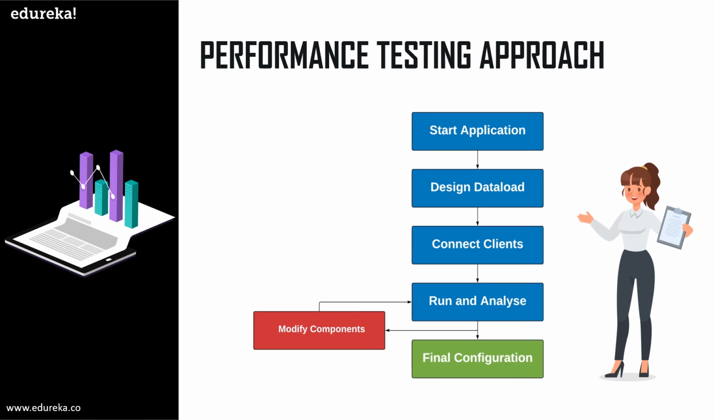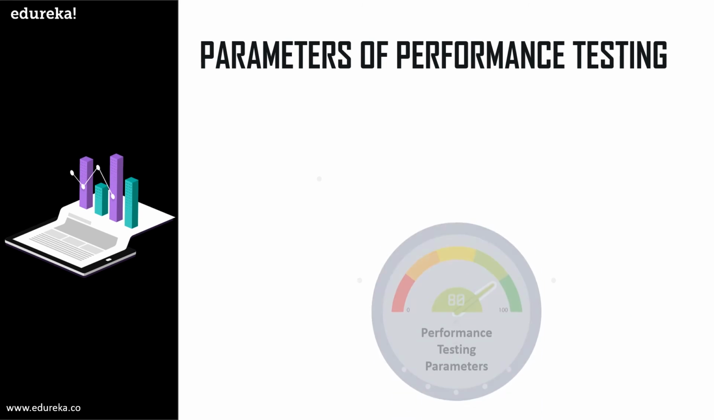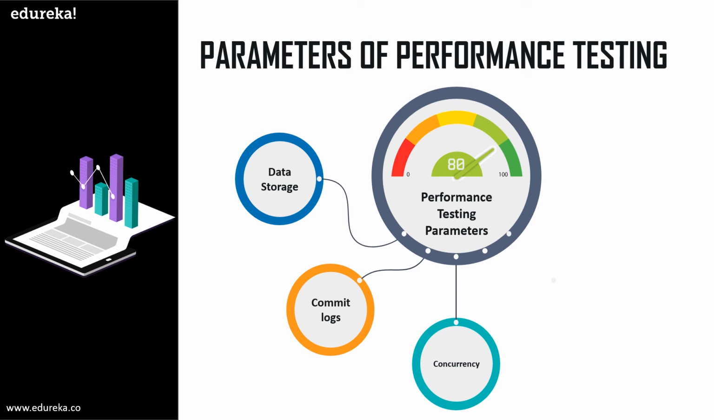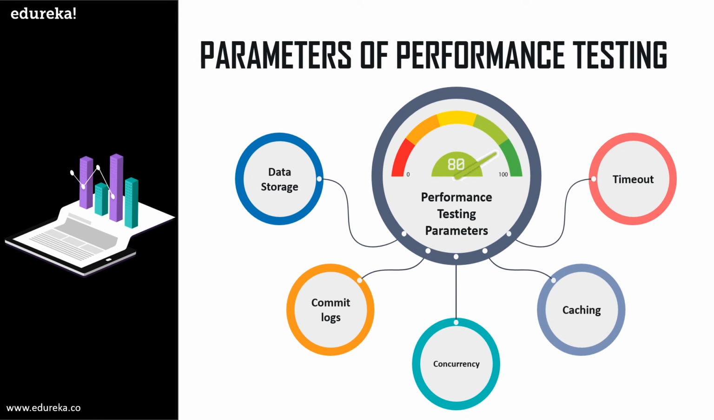Now, followed by this, we shall understand the parameters involved in performance testing. So the parameters involved in performance testing are data storage. Data storage takes note of the orientation in which the data gets stored in the system. Followed by that, we have commit logs, which marks the limits for committing logs. Followed by that, we have the concurrency, which checks the number of threads allocated for the read and write process. And next to the concurrency, we have caching. Caching includes dedicated row cache and key cache. And finally, we have timeouts. The timeouts set the timeouts for the application, which are related to the connection and queries, etc.